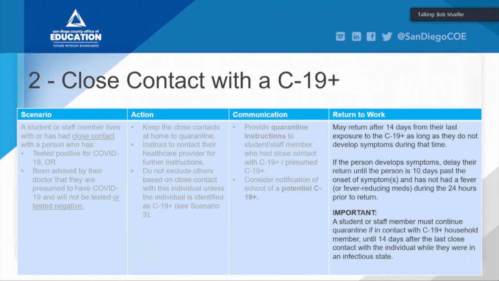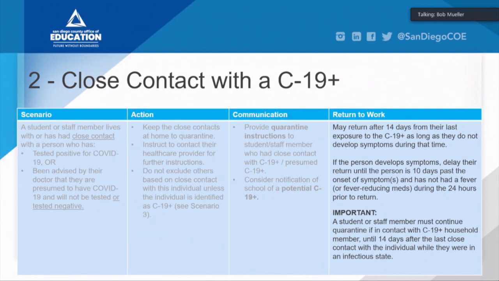In terms of return to work, these people can return to work after 14 days from their last exposure to somebody who was infectious, as long as they don't develop symptoms during that time. If the person does develop symptoms during that time, then we're going to delay their return until 10 days past the beginning of their symptoms. As long as their symptoms are improving and they haven't had fever-reducing medication or a fever in the 24 hours before their return, they can come back.